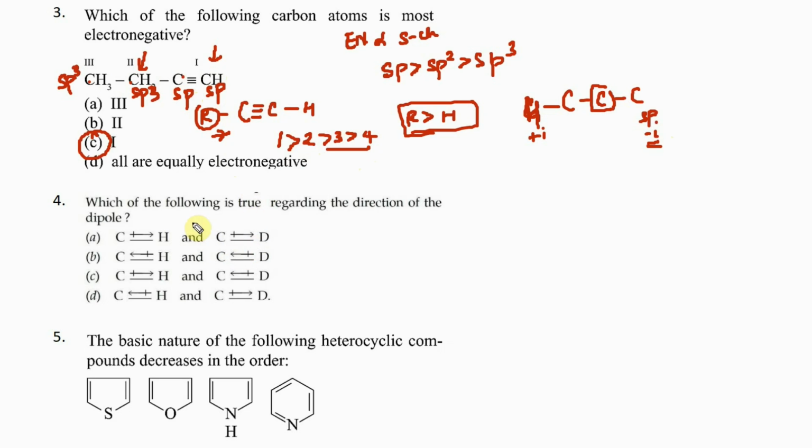Which of the following is true regarding the direction of dipole? Dipole is always, let's put it this way, from the less electronegative atom giving electron to the more electronegative atom. So the dipole is always like this. I know that hydrogen and deuterium are lower in electronegativity, so the positive tail is going to be towards them and it is going to face the carbon atom.